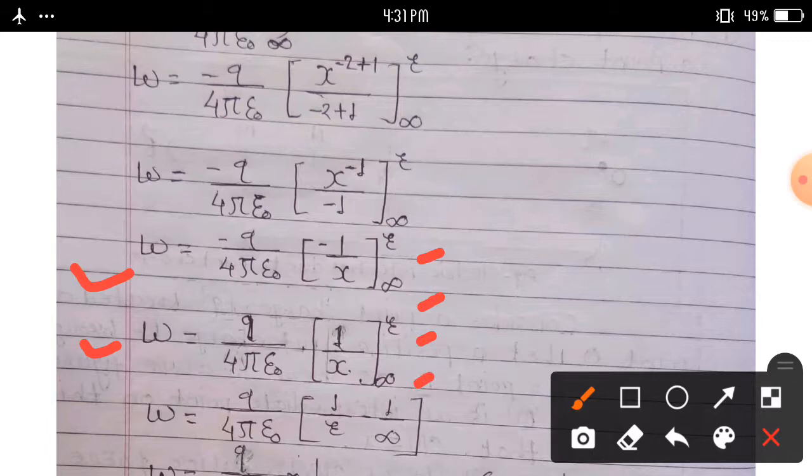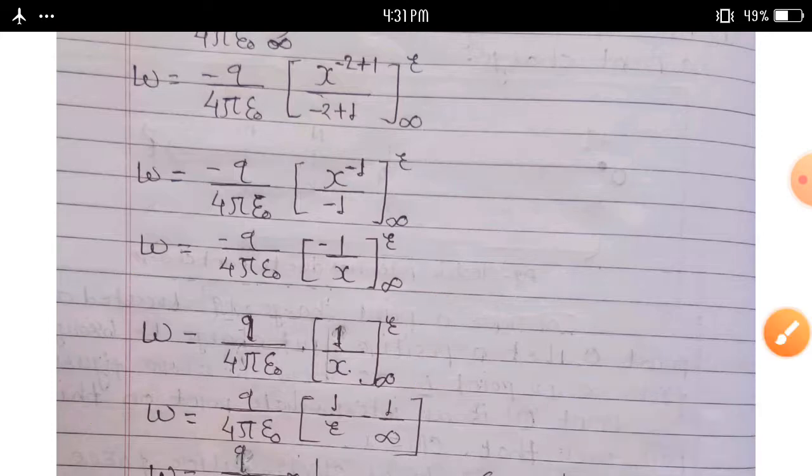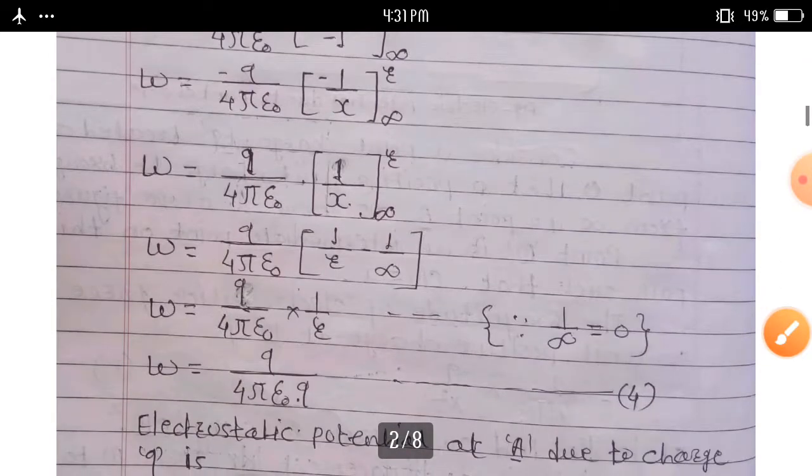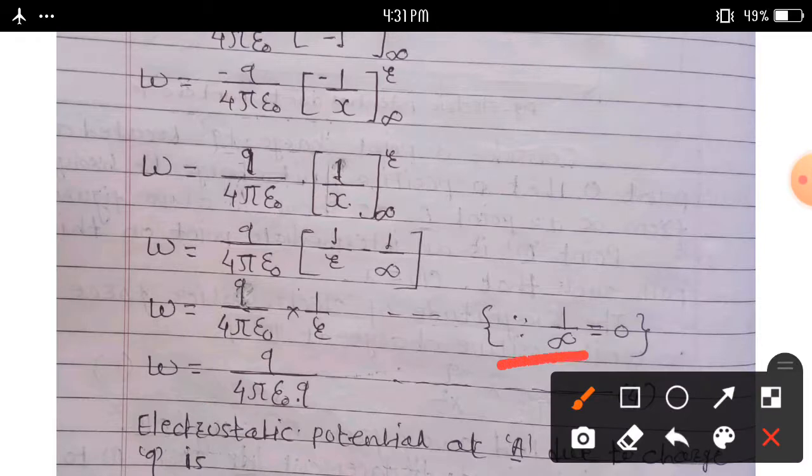Putting these upper and lower limits in this equation, we get W is equal to q upon 4 pi epsilon naught into 1 upon r minus 1 upon infinity. Then W is equal to q upon 4 pi epsilon naught into 1 upon r, because 1 upon infinity is equal to 0. So W is equal to q upon 4 pi epsilon naught r.